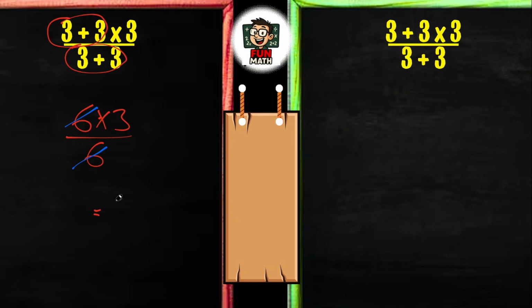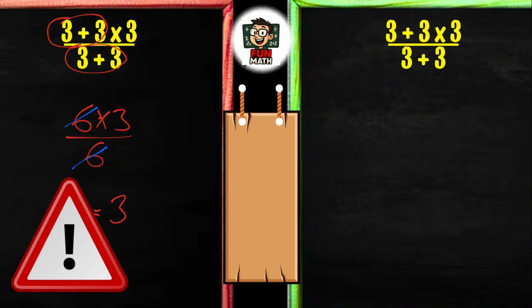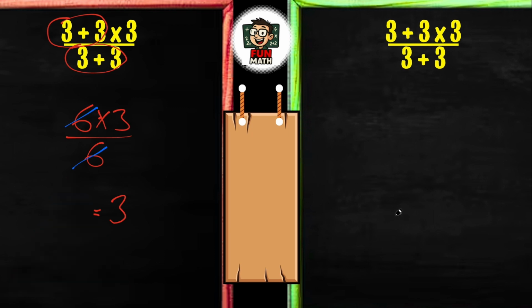The answer is 3. If you solved it this way, you made a mistake, because we didn't pay attention to the order of operations. We code the order of operations as PEMDAS.